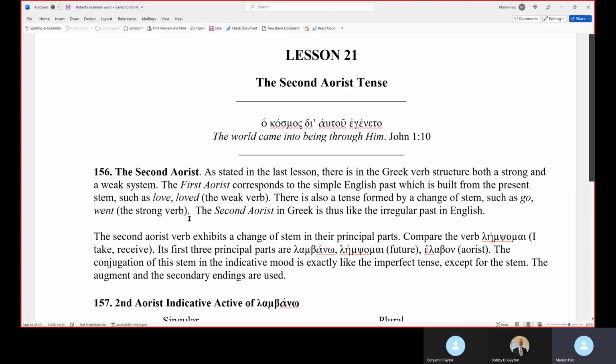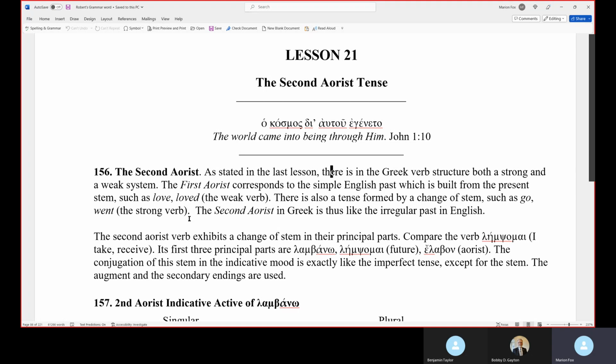All right. We're in lesson 21 in Robert's grammar book. Now, last week, or the last lesson, I should say, I think we spent 3 weeks on it. We were looking at the first aorist tense.